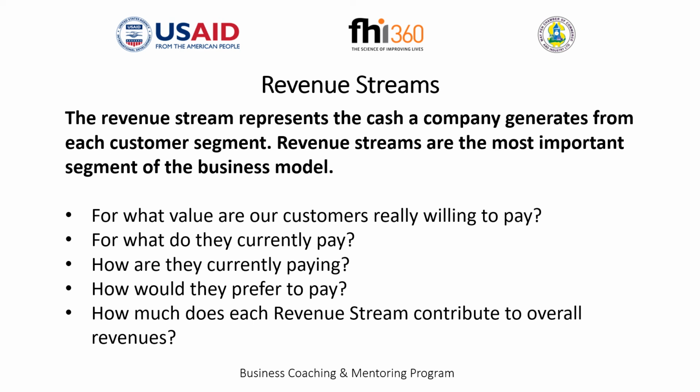It could also be that the value that you're offering is the convenience. Customers can purchase the outfit online. They can get delivery. They don't have to physically come to you. So that is also a value that you're offering. And customers are willing to pay for that. For what do they currently pay? What are they paying you for?